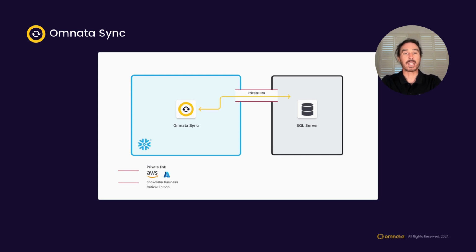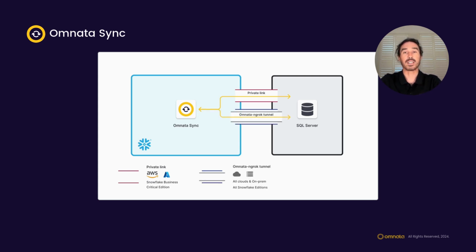The first option is Private Link, and this is available for AWS and Azure, and it requires Snowflake Business Critical Edition. You need to have a matching cloud provider, so AWS to AWS, and the same for Azure. This creates a private tunnel between Snowflake and your cloud VPC.